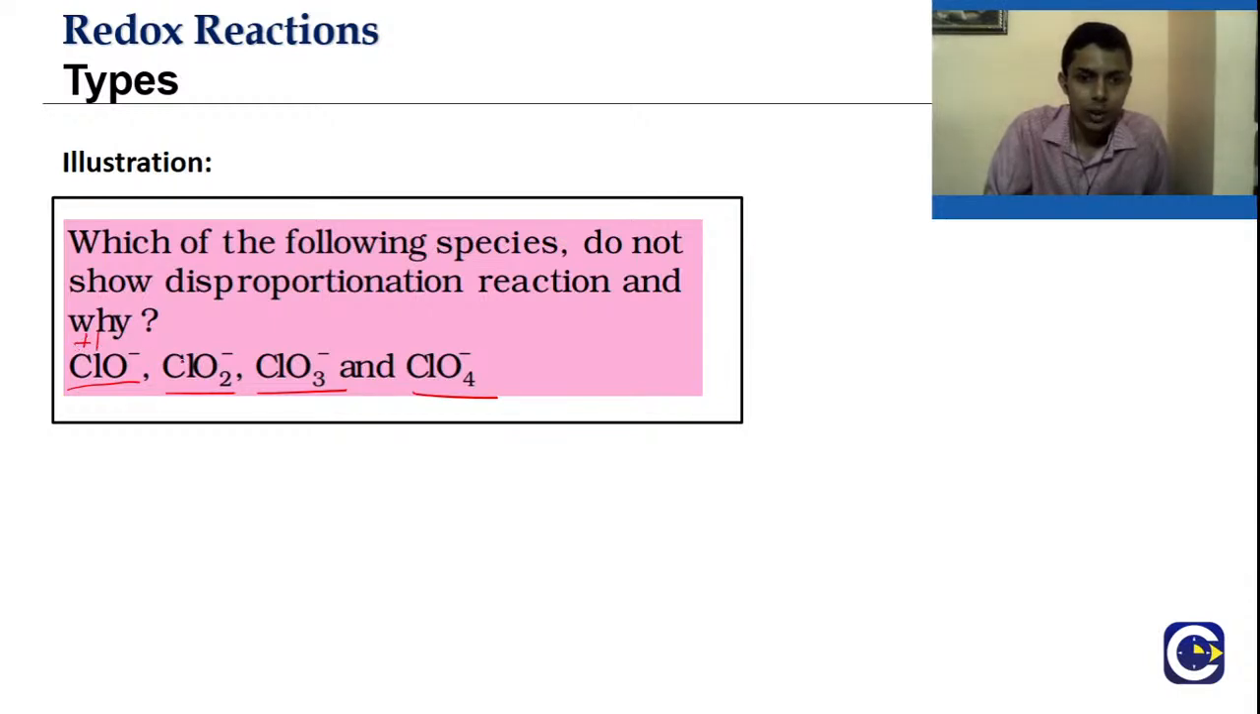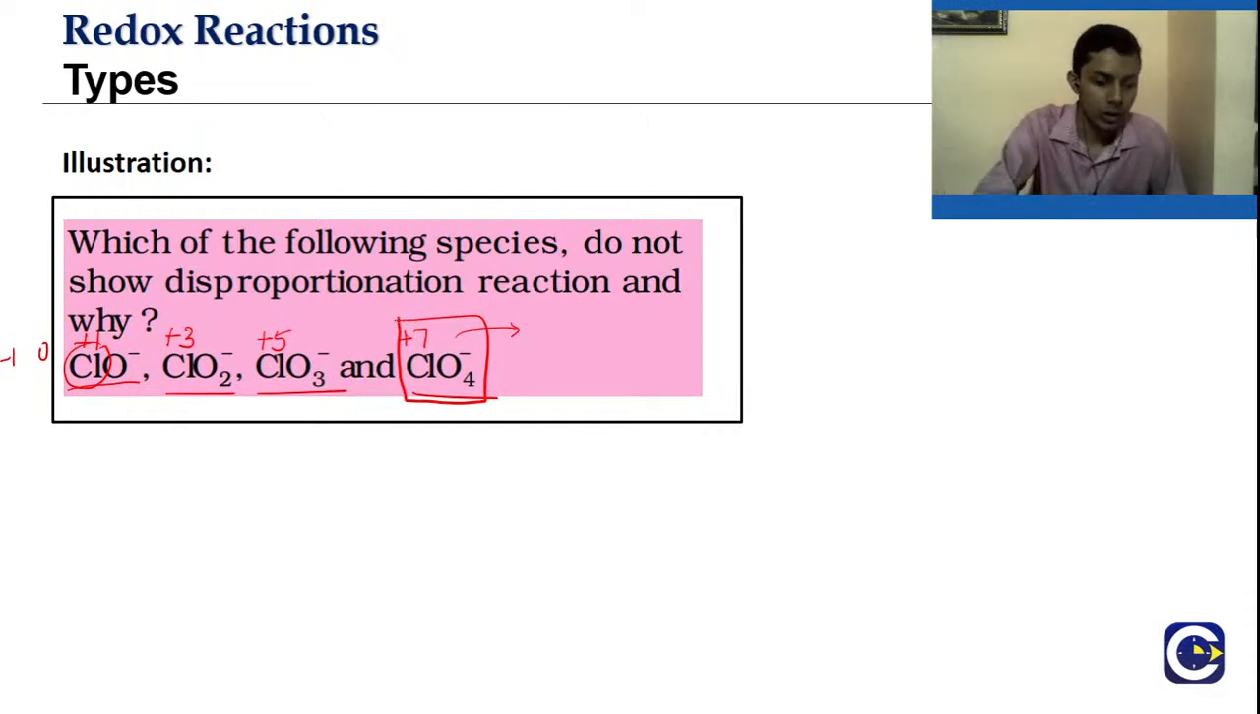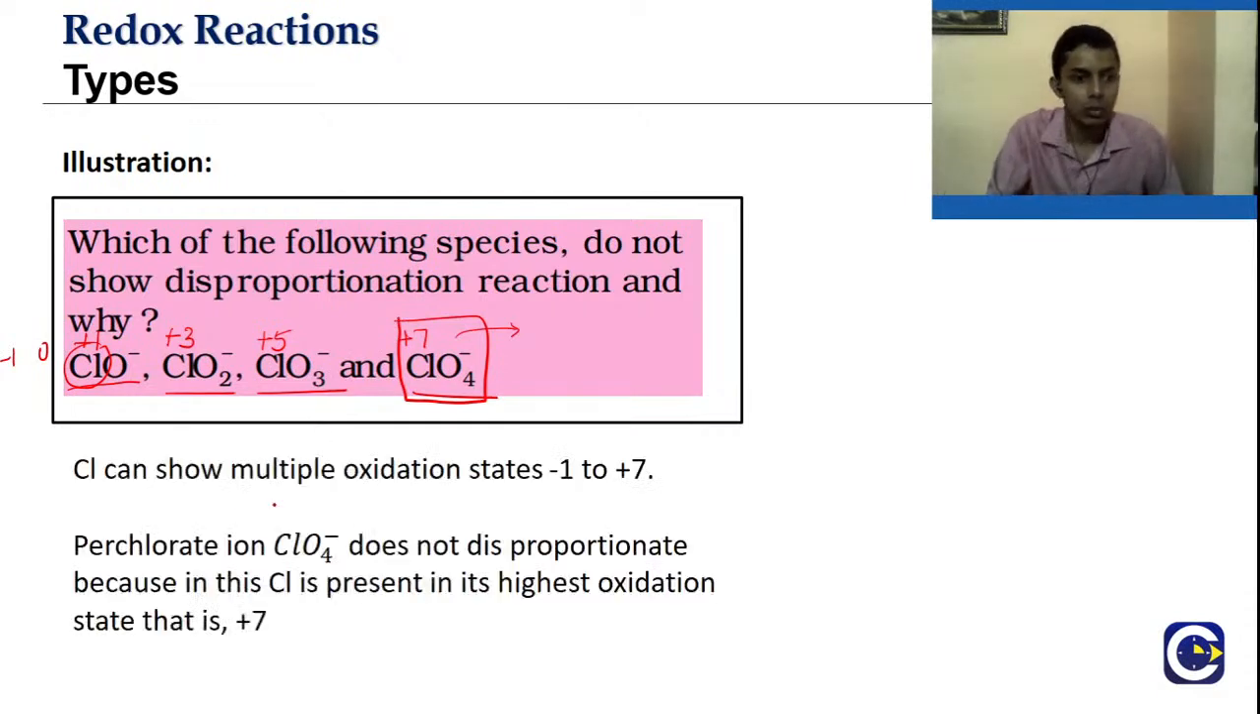In the first case, chlorine has an oxidation number of +1. Second case, +3. In the third case, +5. In the fourth case, +7. Below this, is anything possible for chlorine? Yes. 0 is also possible. -1 is also possible. Above this, is anything possible for chlorine? No, because the outermost shell of chlorine has only 7 electrons, and more than that it cannot give. Correct? So that's why disproportionation reaction is not possible when it has the maximum oxidation state. So the answer is ClO4 minus.